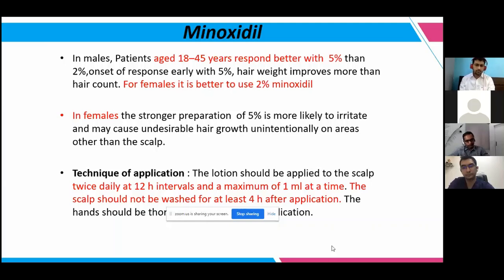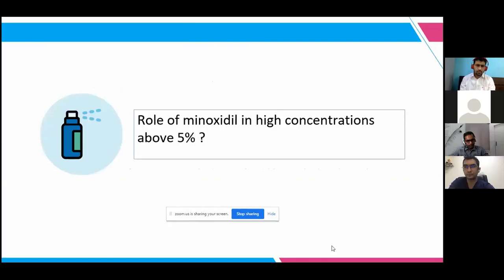People tend to wash it off. They should not do it. That is the important message you have to take note of. We can note. Then this question goes to Dr. Abhay. Role of minoxidil in high concentrations above 5%.